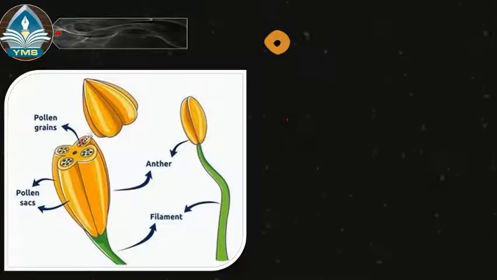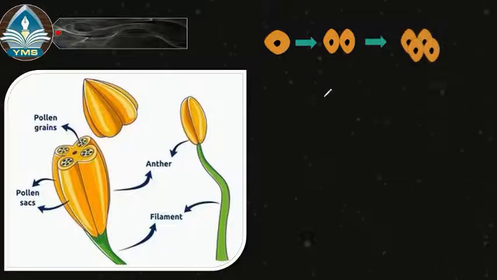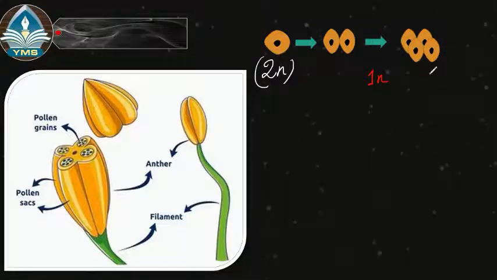Now here, one of them, let's magnify it. It will be like this one cell. This is one pollen mother cell. Then it's going to divide by meiosis. It's going to give us 2 cells. It's going to divide another time by meiosis. It's going to give us 4 cells. Every cell has 1n number of chromosomes. Now the pollen mother cell has 2n number of chromosomes. But after meiosis 1 and meiosis 2, every cell is going to have 1n number of chromosomes.